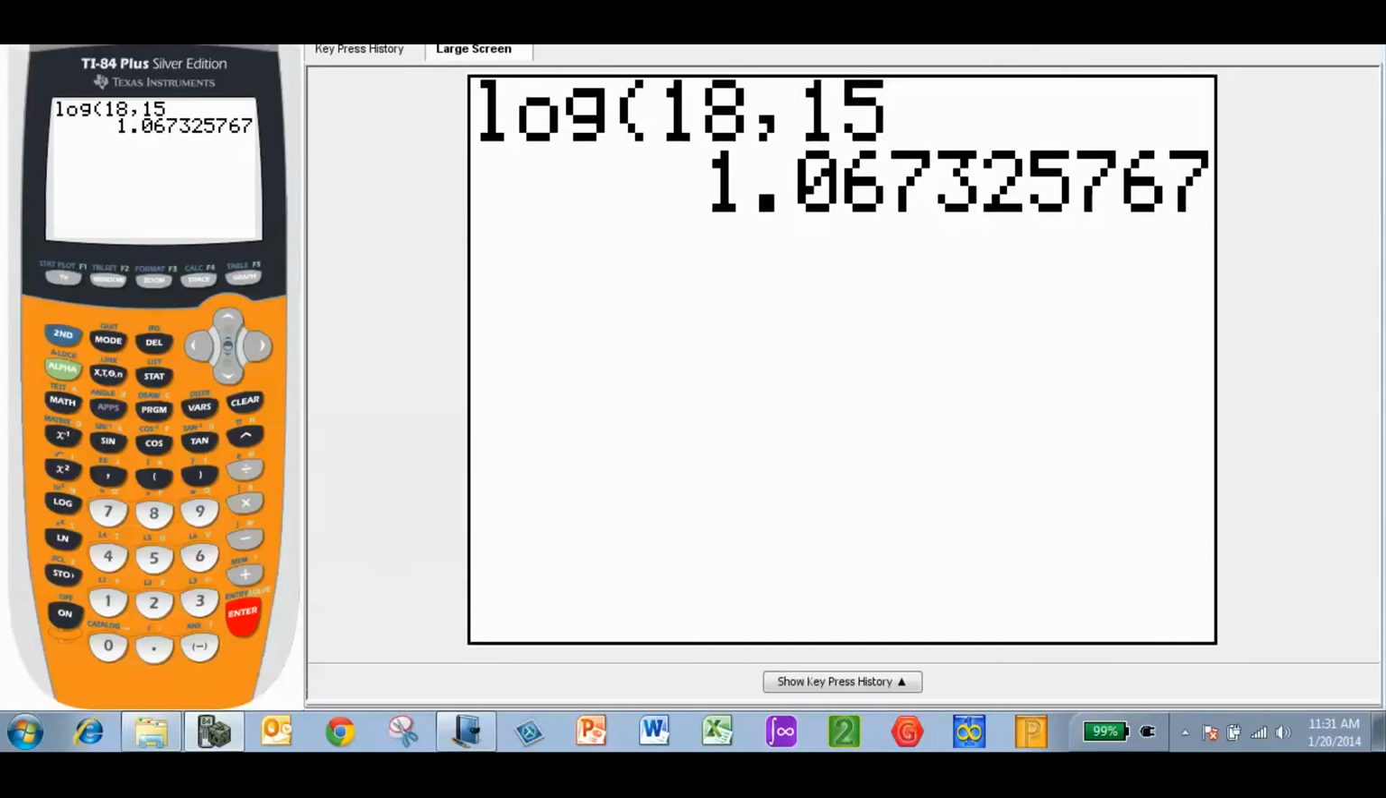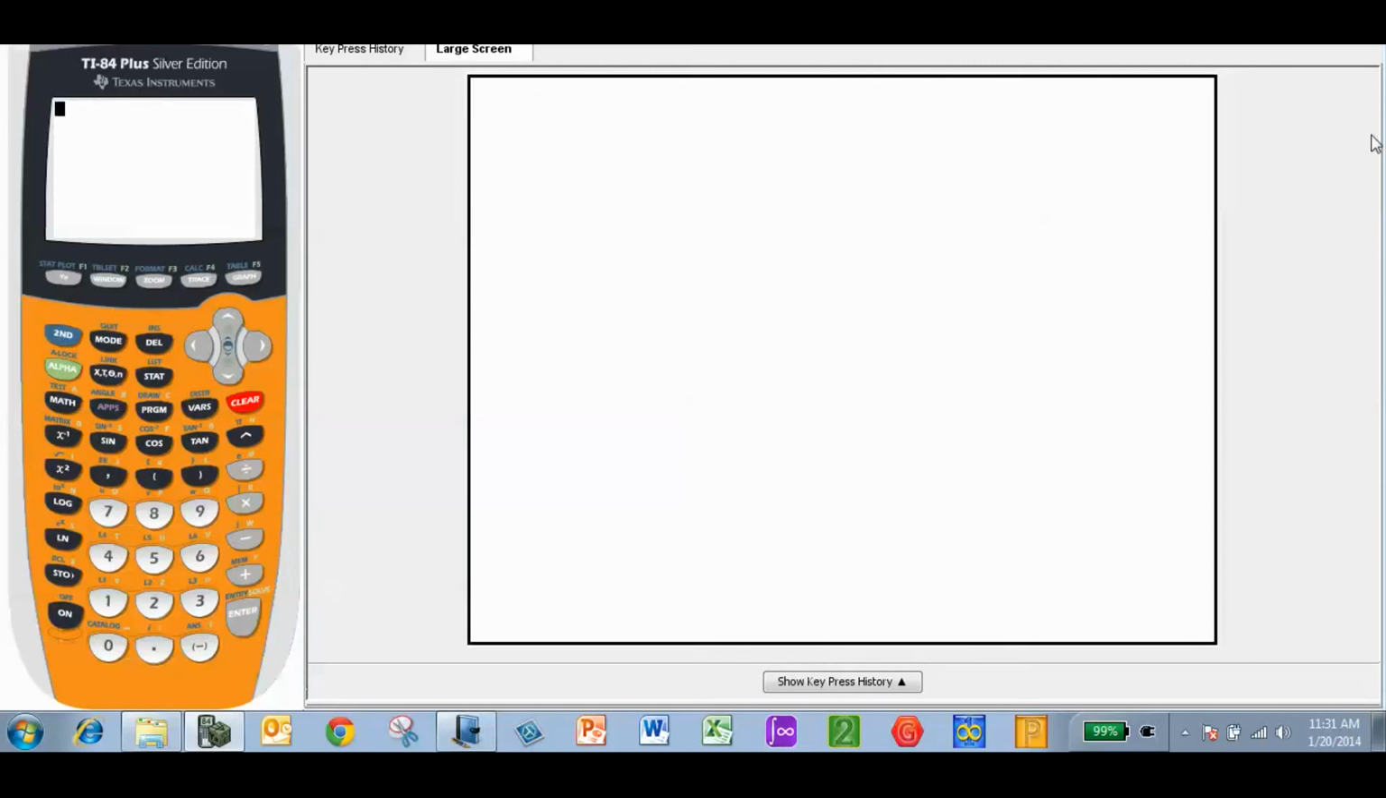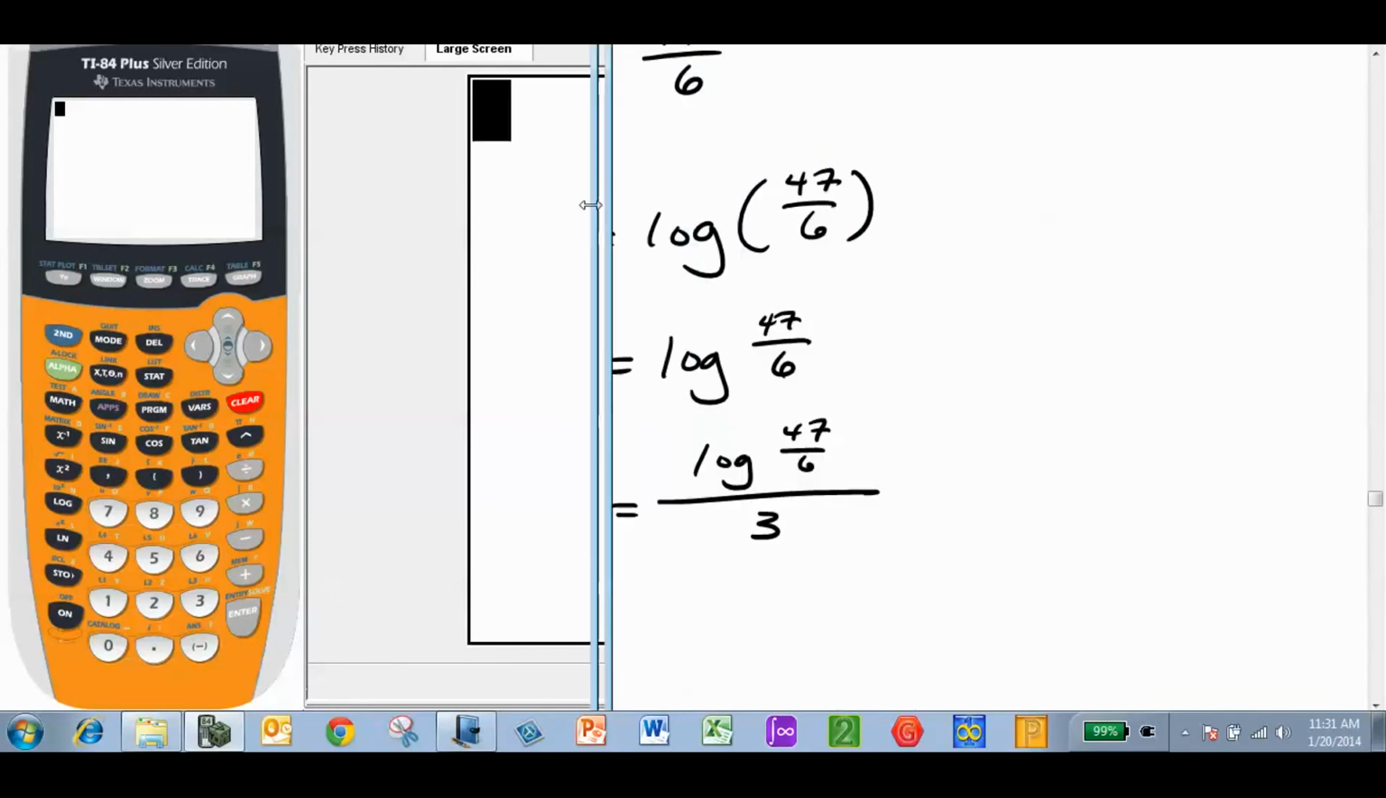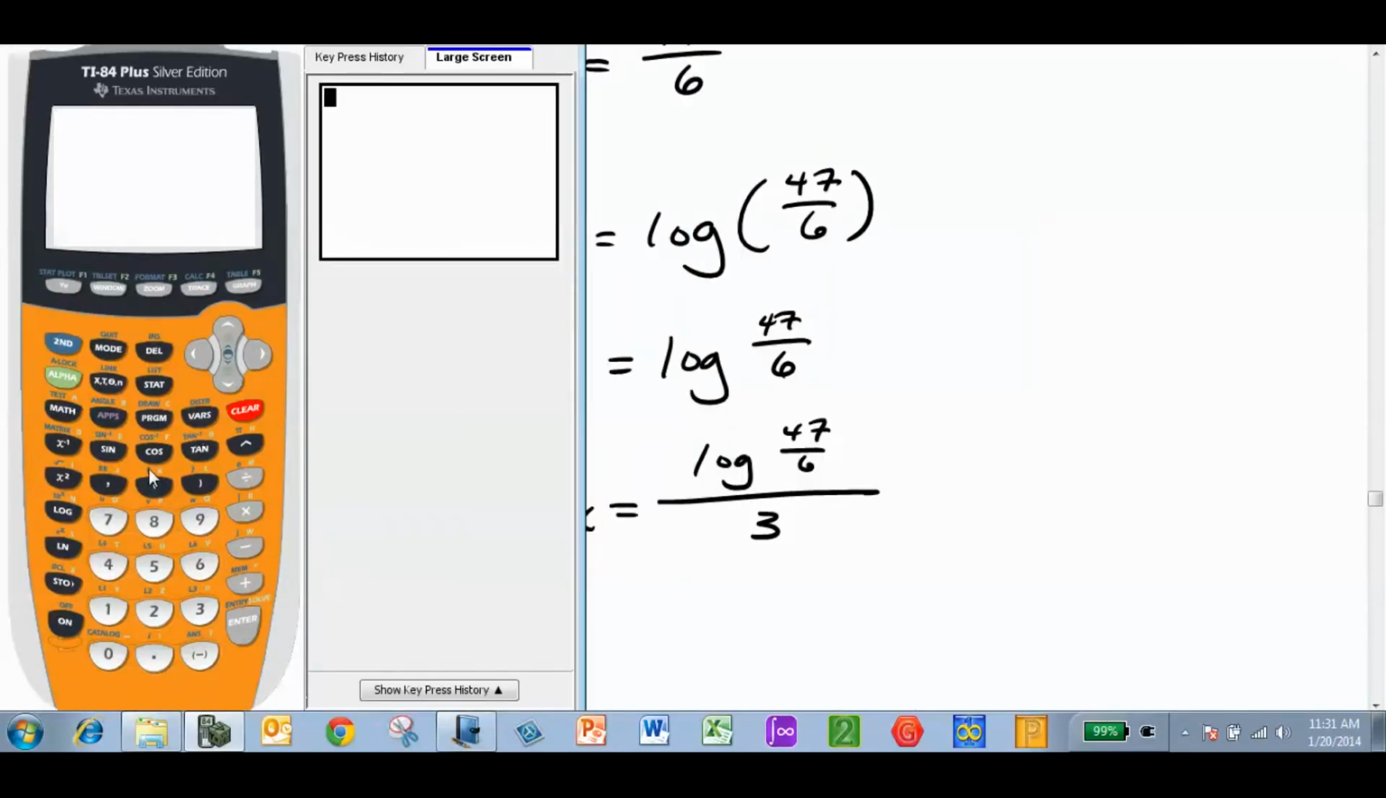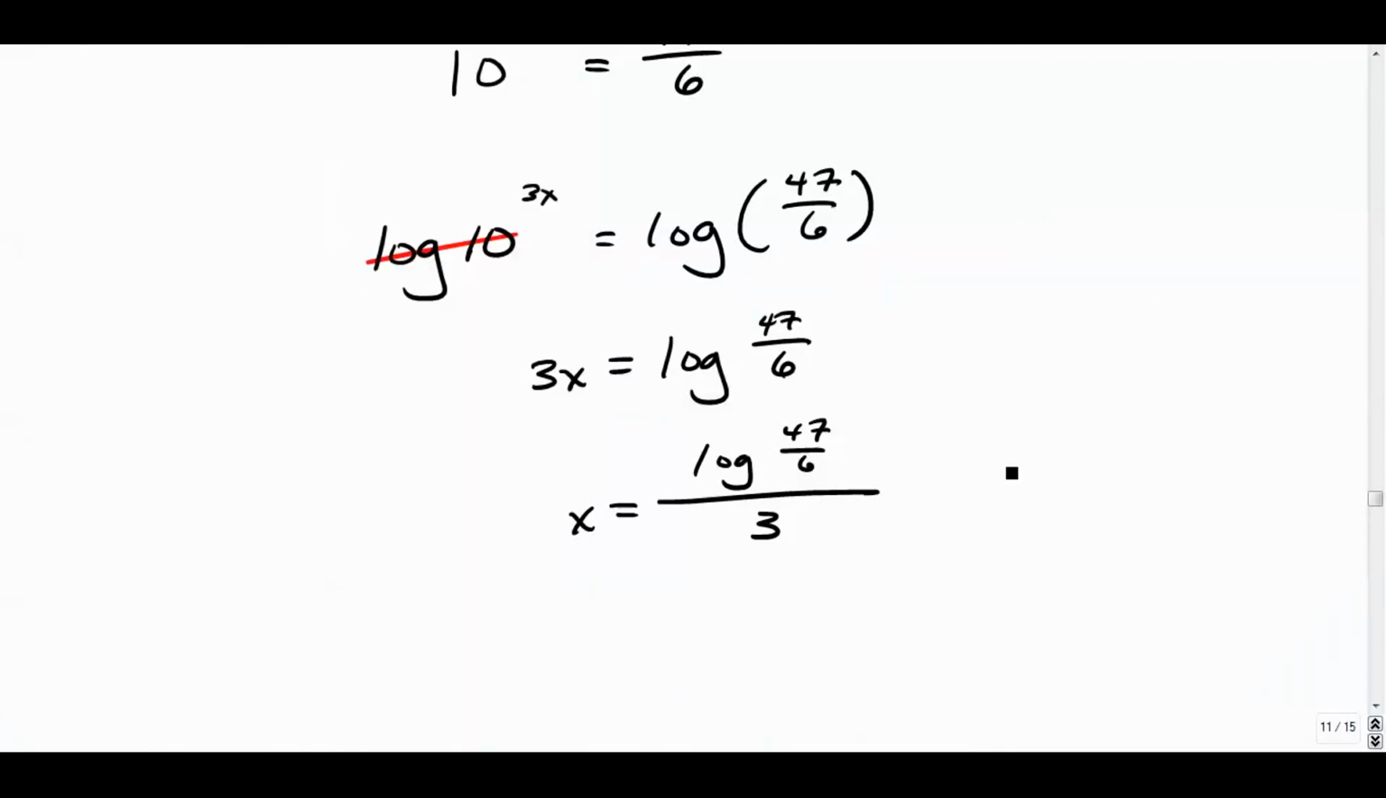So let's type that into our calculators here. It was log of 47 over 6, close parenthesis, divided by 3. 0.298. 0.298 is our answer.